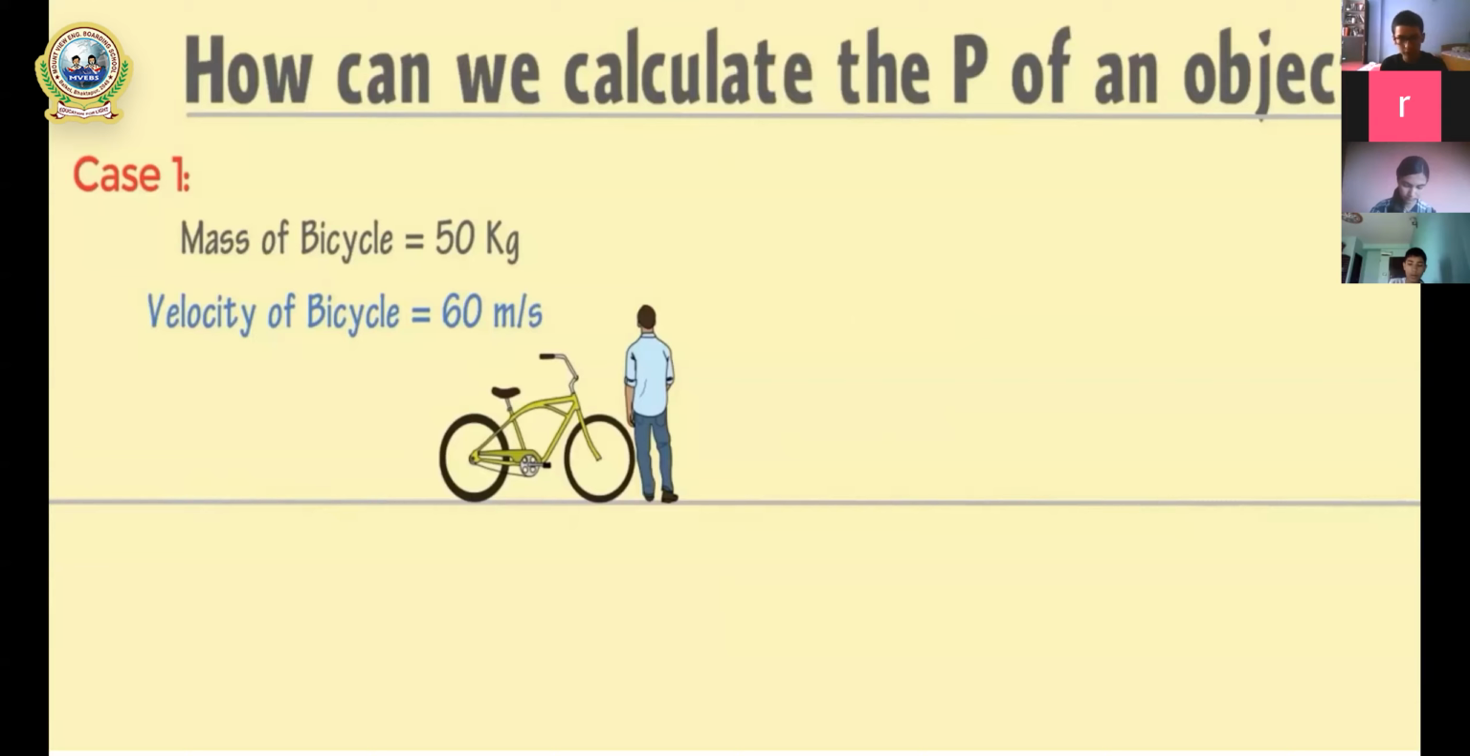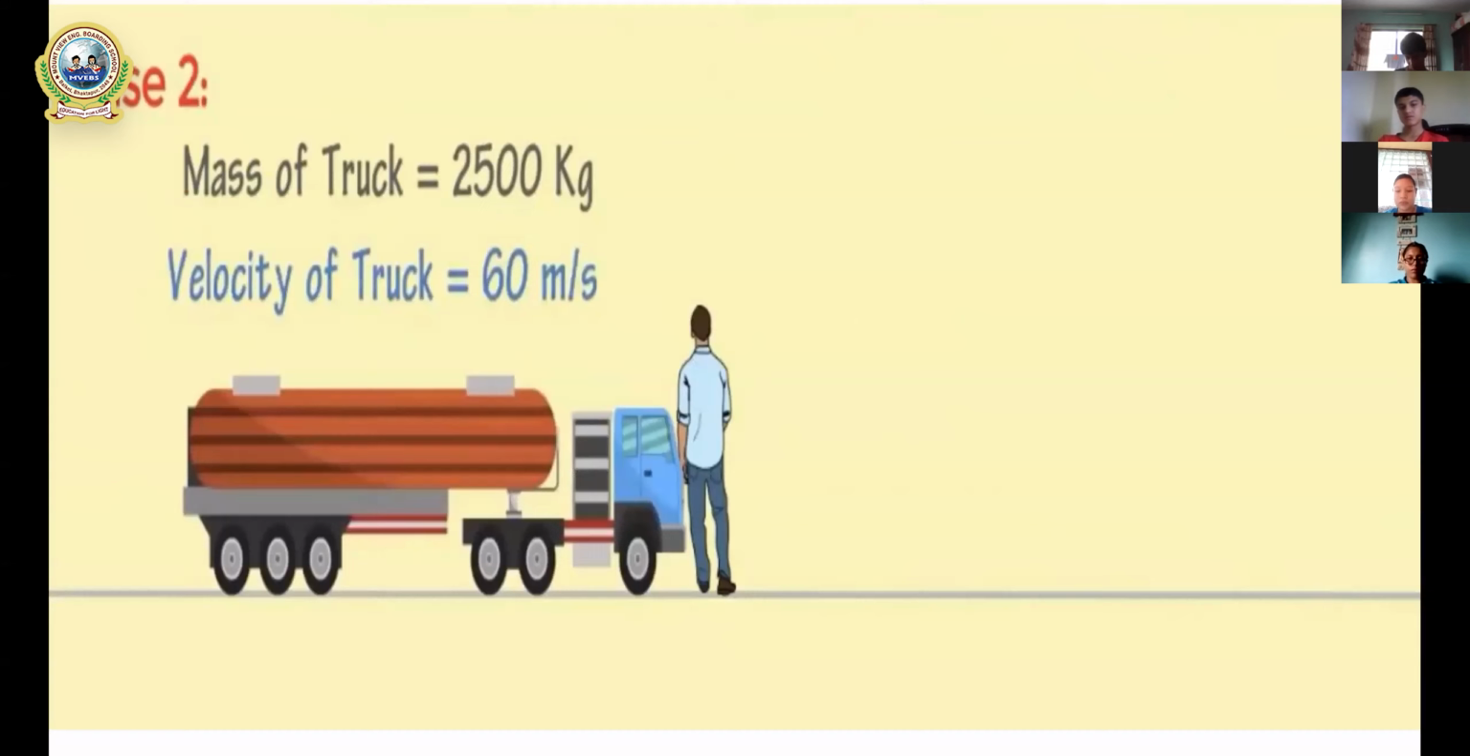So 3000 kg meter per second. So the momentum of the bicycle is found to be 3000 kg meter per second. If you are hit by this bicycle, you may get slightly injured, right? But compared to this, let me give another example.